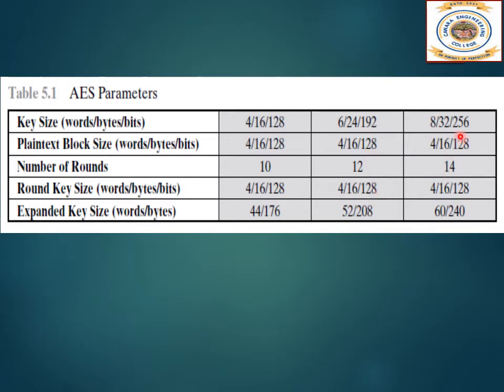Coming to the next one, the key size of 256 bits. The plain text size is the same, 128 bits, and the round key size is the same, 128 bits, but the number of rounds is 14, and the expanded key size will be 240 bytes or 60 words. These are the parameters for the different versions, AES 128, AES 192 and AES 256.